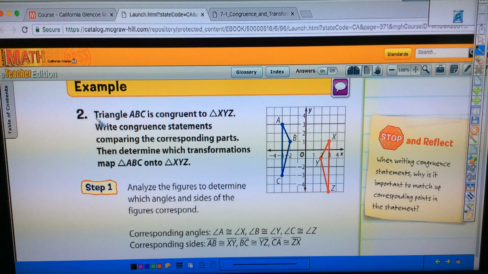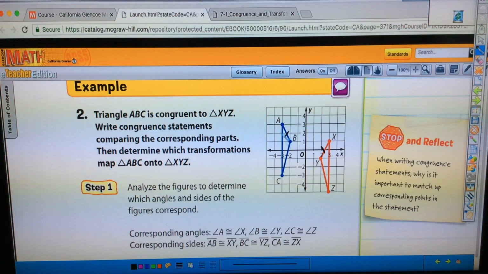Example 2 is saying that triangle ABC is congruent to triangle XYZ. Write a congruent statement comparing the corresponding parts. So it's really more of the same. The only difference here is that these 2 triangles are on a graph and they aren't giving you the tick and arc marks, which means you kind of have to make your own. So the shortest side, AB, I'm going to give that 1 tick mark, is going to correspond with this shortest side, XY.